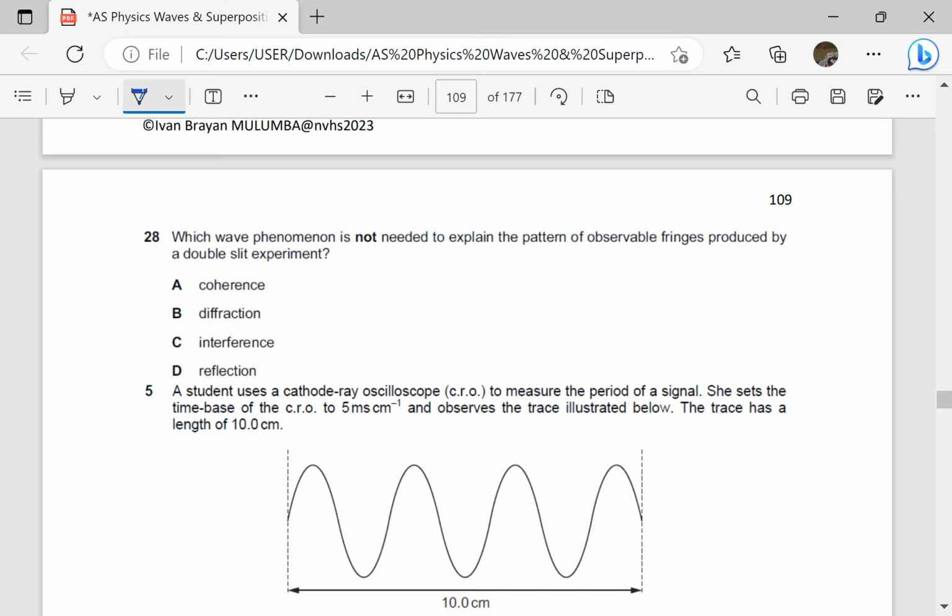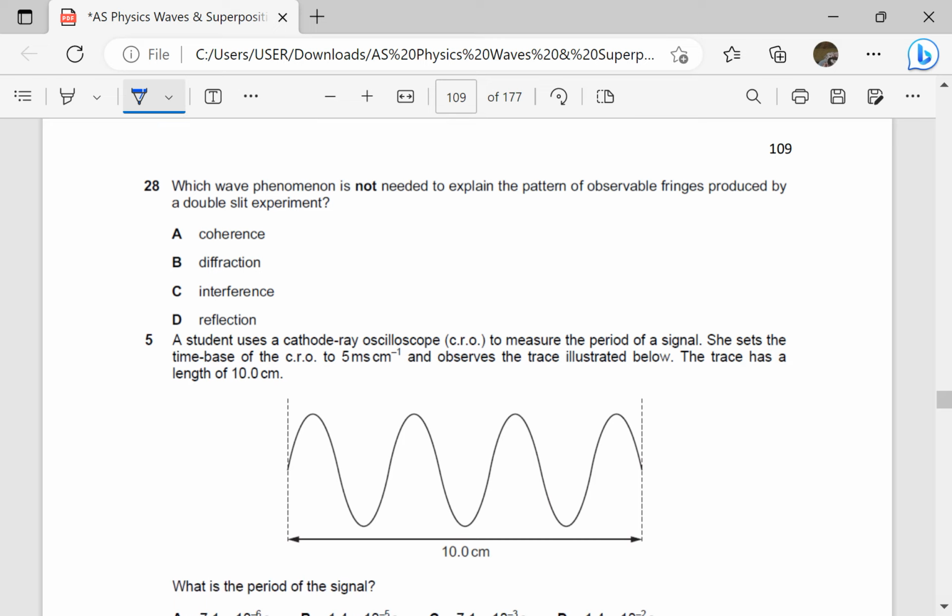Which wave phenomenon is not needed to explain the pattern of observable fringes produced by the double slit experiment? Which wave phenomenon is not needed to explain the pattern of observable fringes? Observable fringes. So coherence is needed, diffraction is needed, they should spread. Interference, they should overlap. Reflection is not needed, so the answer is D.